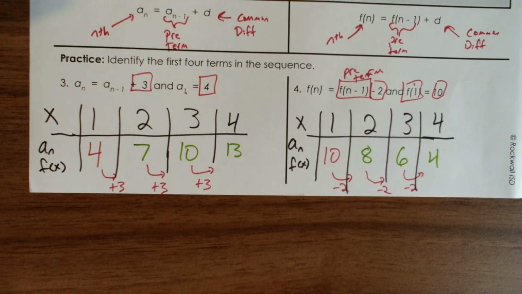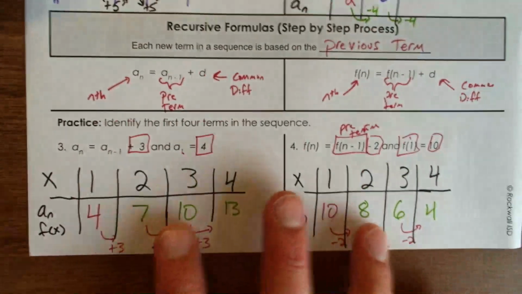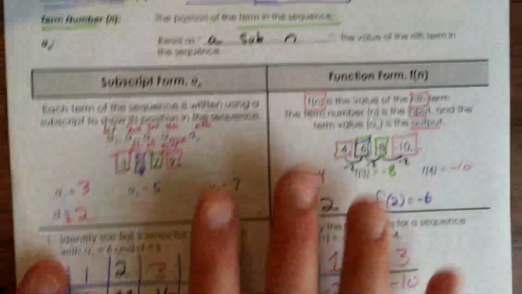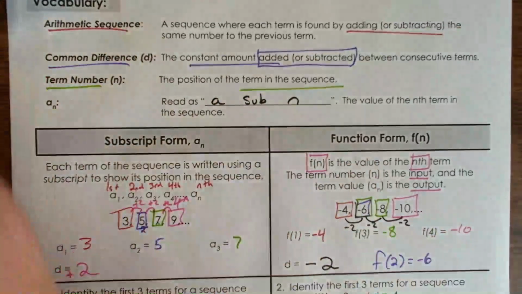So when we have an arithmetic sequence, one of the common things that we're asked is identify the first 4 terms. So this is your notes for recursive formulas and arithmetic sequences.